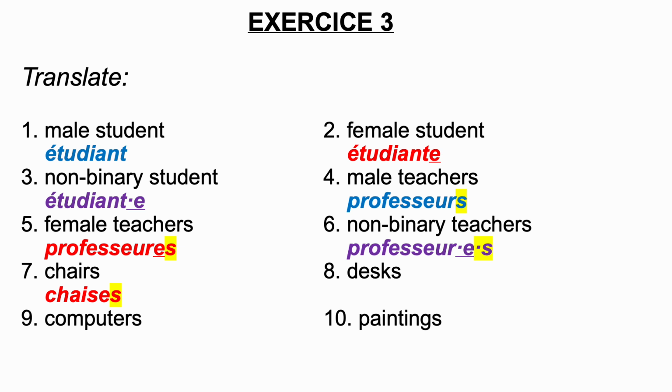Chairs will be chaises, with an S. Repeat: chaises. Desks will be bureaux, with an X, because bureau ends in EAU. Repeat: bureaux. Computers will be ordinateurs, with an S. Repeat: ordinateurs. And paintings will be tableaux, with an X, because tableau ends with EAU and EAU words take an X as a plural.